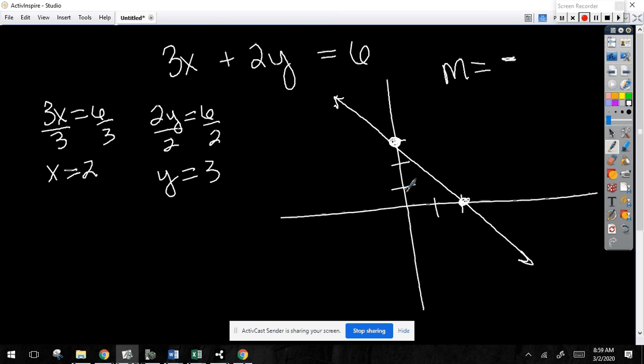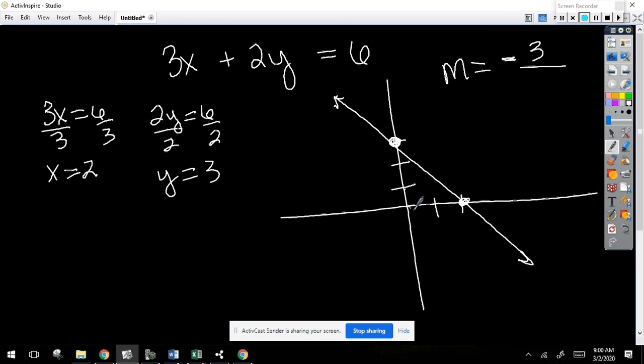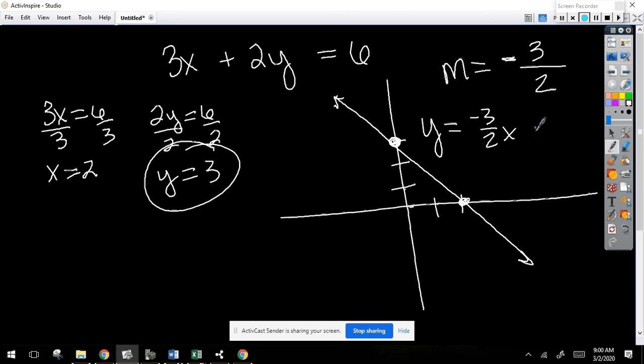You fall 3. And you run, I mean, 2 actually. What would this equation look like in slope-intercept form? Y equals negative 3/2 x plus 3. Why is it plus 3? I'm at positive 3 on y.